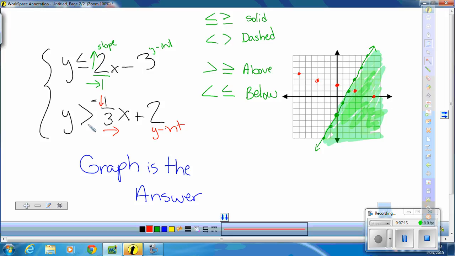It is not equal to. So that means I need to use a dashed line. So it's not going to be a solid line. It's going to be a dashed line. So I used a dashed line. And it was greater than, so greater than is going to be shaded above. So I'm going to shade above this line.